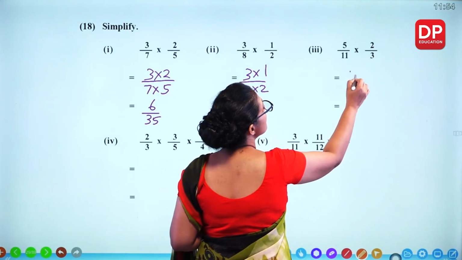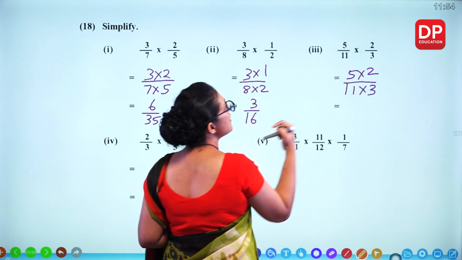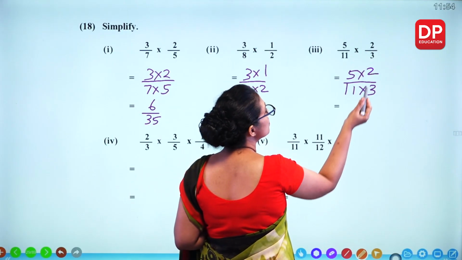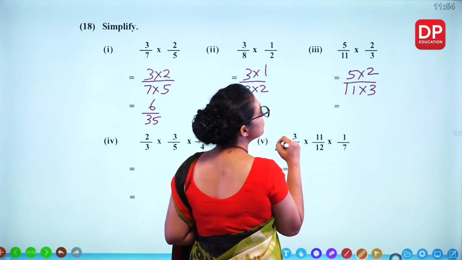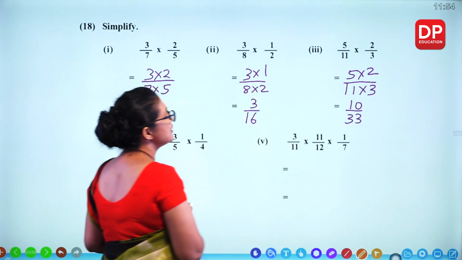This one, numerator separately and the denominator separately. So you get 10 over 33.